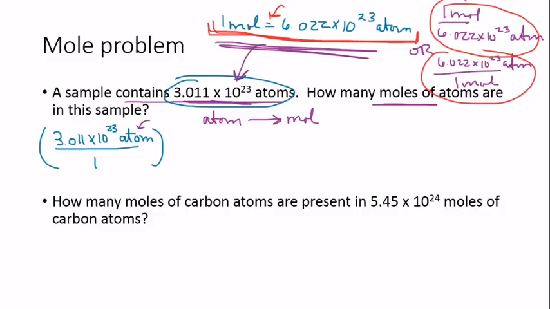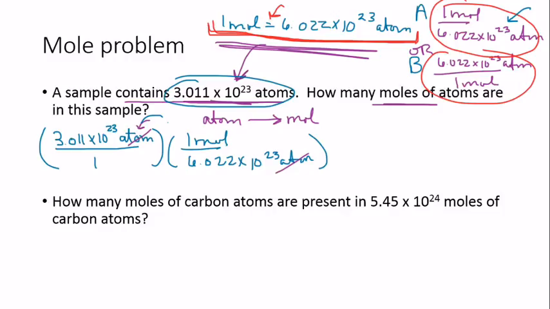So do you see where I have atoms up in the numerator here, and I want them to cancel with something in the denominator? Does this make sense? Do you buy this? If I call this A and this one B, I'm going to go with A for this one. Okay, so I have 1 mole over 6.022 times 10 to the 23rd atoms. Now the cool thing is that the units of atoms have canceled, and we have units of moles, which is actually what we wanted to get to.